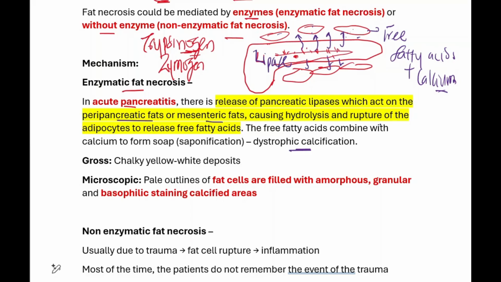causing hydrolysis and rupture of the adipose sites and release of free fatty acid. And then this free fatty acid combines with calcium to form soap, which is a process that we call saponification. And this is a form of dystrophic calcification.